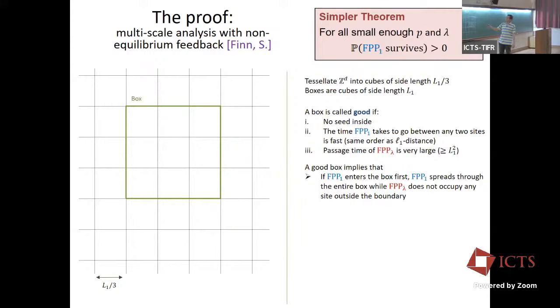And notice that in my regime of small p and lambda, I can make these three events likely. I can first take L1 large enough so that the box is so large that passage times of FP1 concentrate. This depends on no parameter. I just take L1 to be large so that the passage times concentrate and I can show event 2. Then after fixing L1, I take p small so that the seeds do not appear inside the box of size L1.